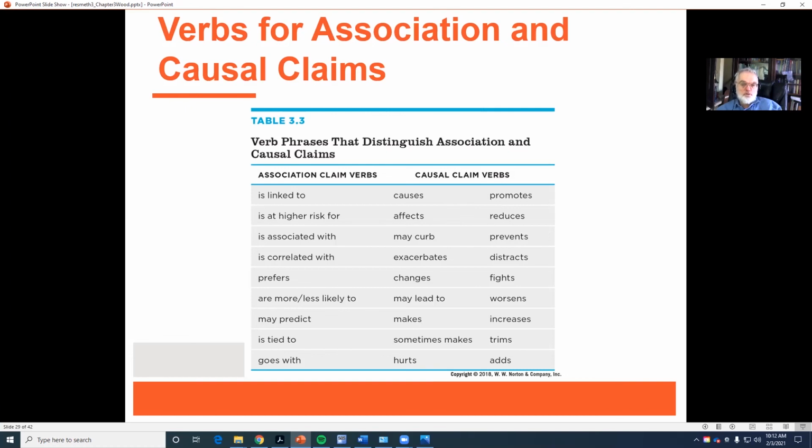Causal claims are stronger. And the way you can think of a causal claim is that it's the outcome of an experiment where you could, sometimes in a kind of a crazy world, manipulate that X variable, that variable on the horizontal axis. And you would then expect to see a change in the Y variable. So prevents, reduces, fights, worsens, increases. Those are all causal relationships.